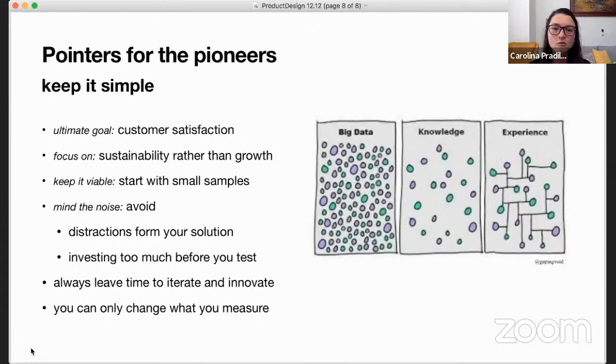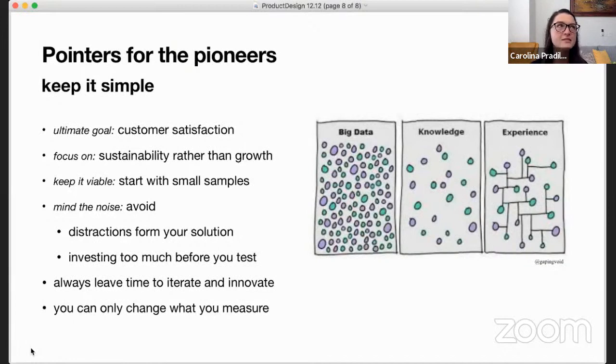And here, going back to when I was talking about information, the fourth point is mind the noise. Avoid distractions from your solution and avoid investing too much before you test. I've seen people that go with a hunch and they're like, this solution is going to work. They invest a bunch, they don't test, and then they go out on the market and they're like, oh, the customer didn't get my product. And I think maybe you didn't do your homework and understand your user or your customer and provide them with an easy, simple solution that they can actually pick up on. Right?